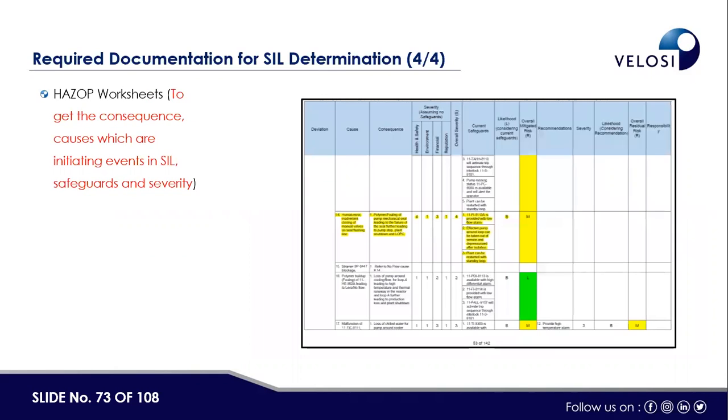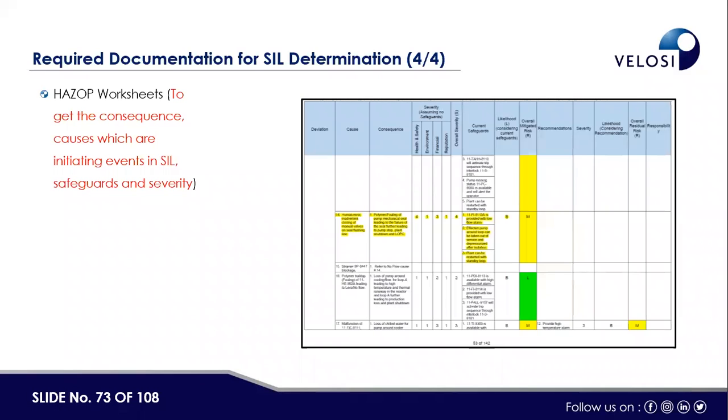And then why we need HAZOP worksheets? Why we need HAZOP worksheets for the SIL study, for the SIL assessment or SIL determination of a SIF? Because we need certain inputs for the layer of protection analysis. We need causes from the HAZOP, we need consequences, we need severities, and we need the number of safeguards which are mentioned in the HAZOP.